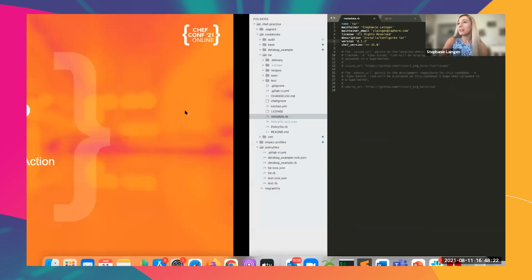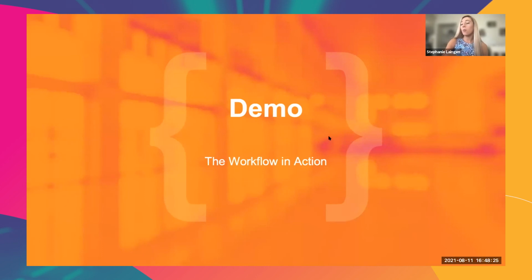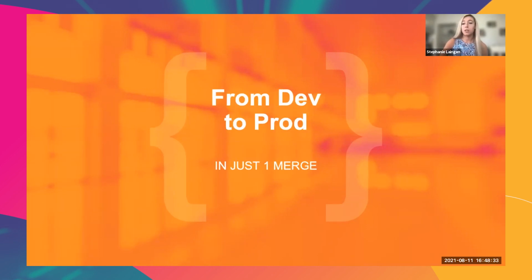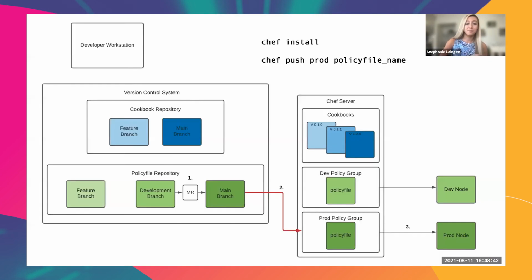So with that, let's talk about how we get changes to our production node. How do we get that change that we just tested in dev to prod, once we've ensured that we like the way that it runs on our dev node? These steps should be pretty familiar at this point. We're going to create a merge request from the development branch of our policy file repository into our main branch.